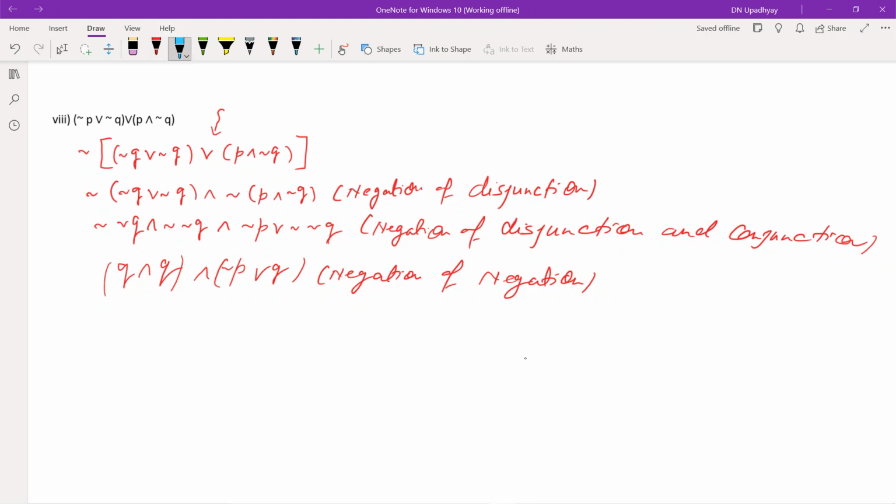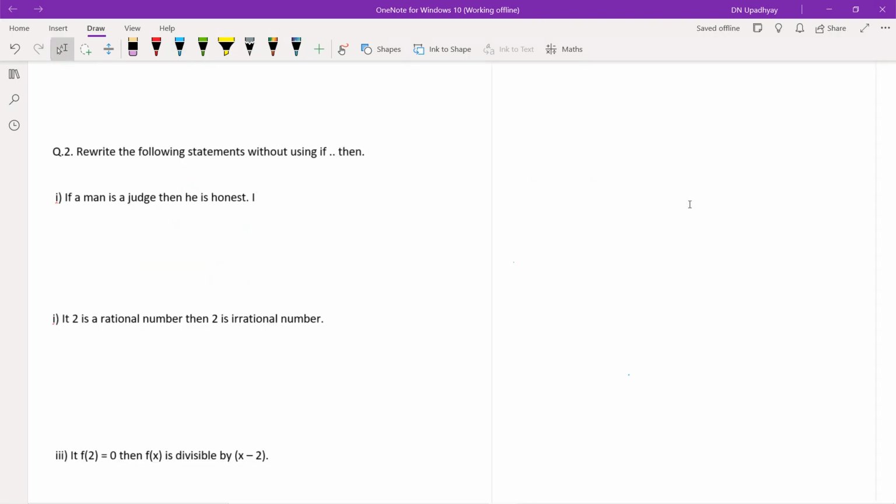And one more thing, I am really sorry everyone. I think here I wrote P in place of Q. So this one will be P. Right? So P and Q, right?